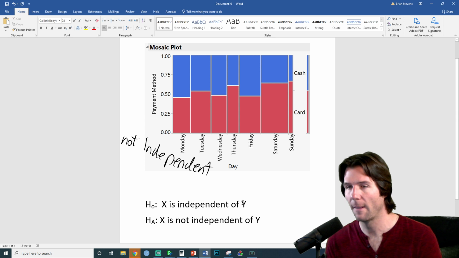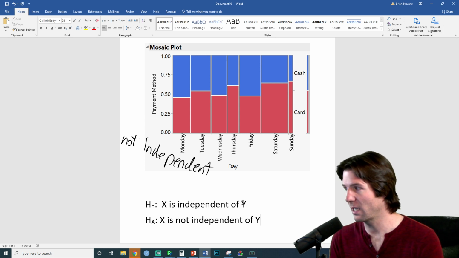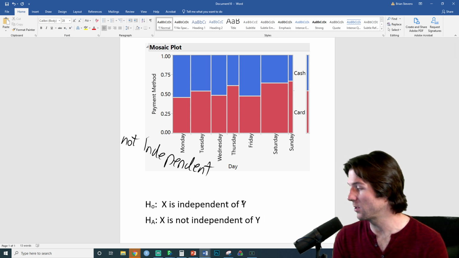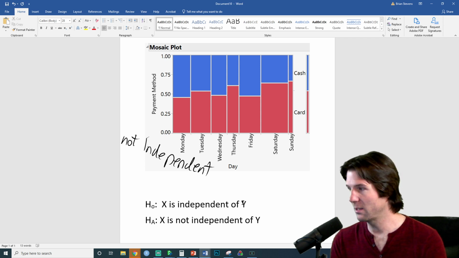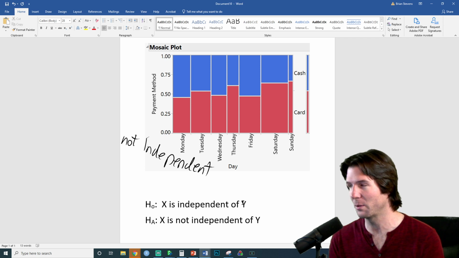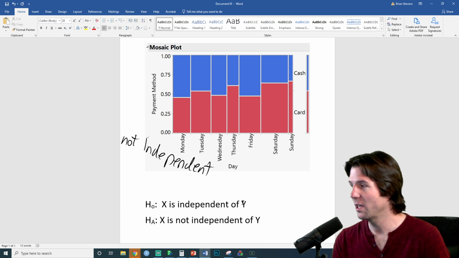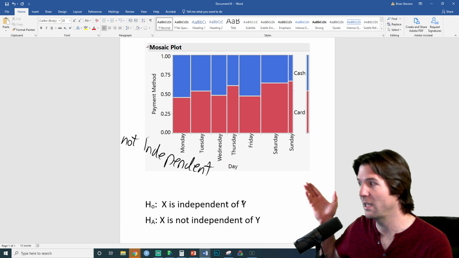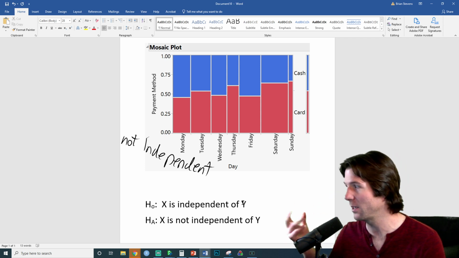And the test is the chi-squared test of independence. So all we're going to see is if the two things are independent of each other. Does this make sense to everybody? It's my favorite one to do. It doesn't use any statistical notation. Even though I love statistical notation, it's a very easy one to teach. When you see this plot, you say day is independent of payment method, day is not independent of payment method.